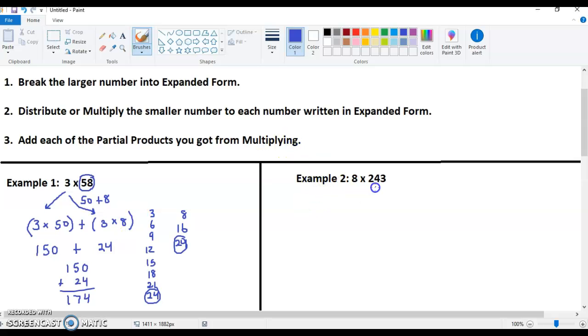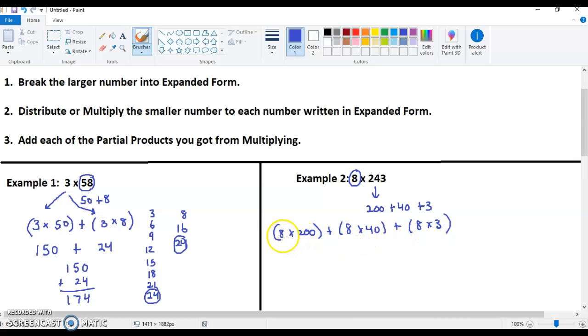So same idea for the second one. Let's break this up. 243 becomes 200 plus 40 plus 3. And the number that we're distributing is the 8. So the first one we'll do is 8 times 200. That's the first distribution. The second one's going to be 8 times 40. And the third one, then when we add all together, we're going to have 8 times 3. Now we already know 8 times 3 from the first one.